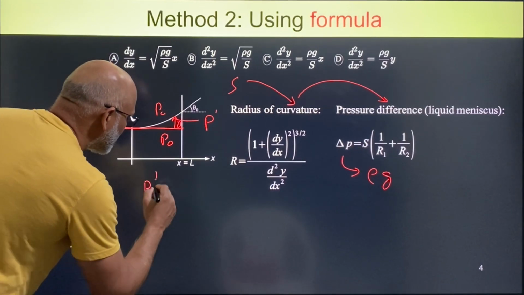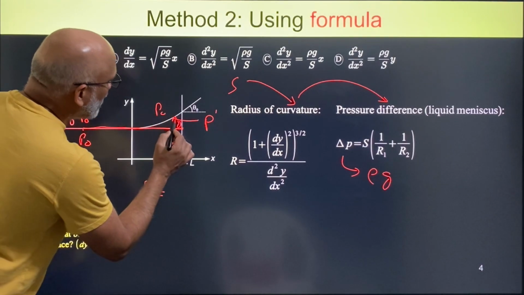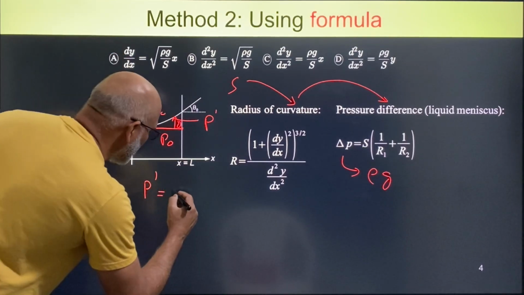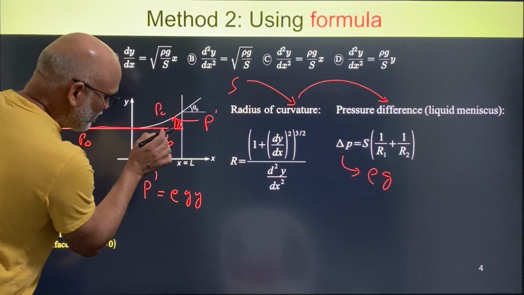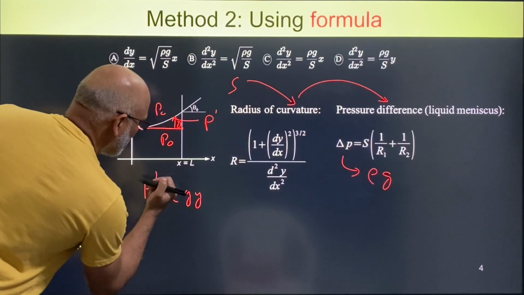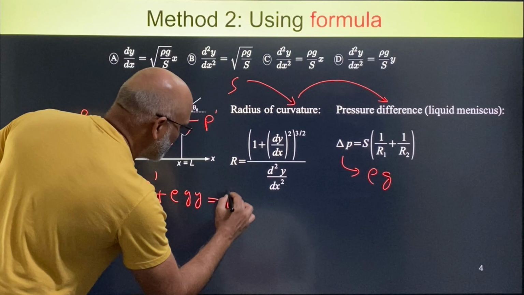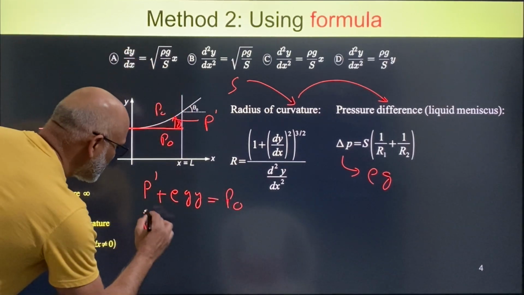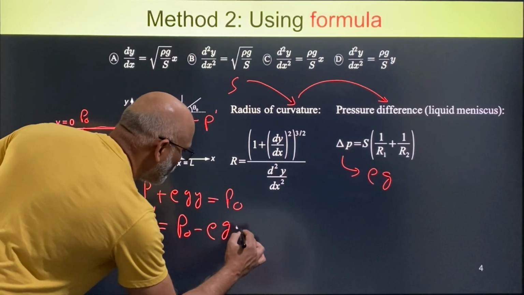So P dash is going to be whatever the pressure here plus the pressure due to the liquid column, which is rho gy. So this pressure plus the pressure due to the liquid column, right? So this should be P naught. That means P dash is going to be P naught minus rho gy.